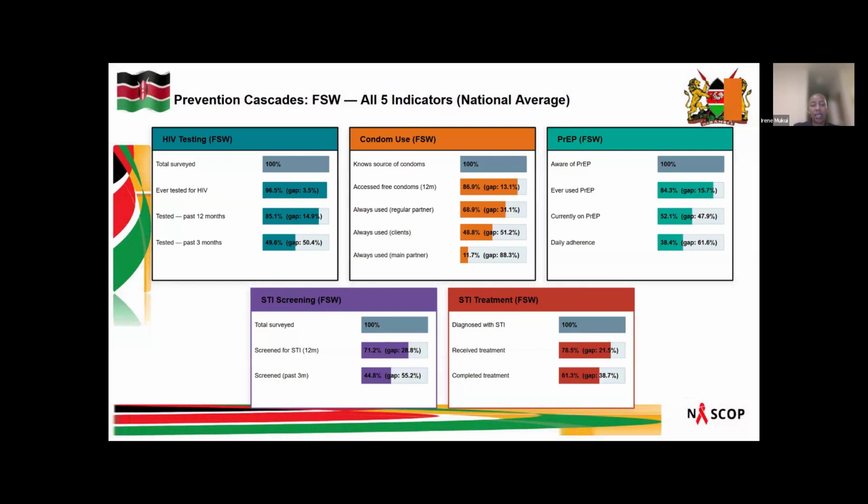And the last component, which is looking at utilization, which looks at whether people are persistently using, usually as per the guidelines, that's where we have the largest gap, and that covers across all the different service prevention areas. As I mentioned, we were not able to create the last step for STI screening and treatment because of the kind of data that we had. Next slide.